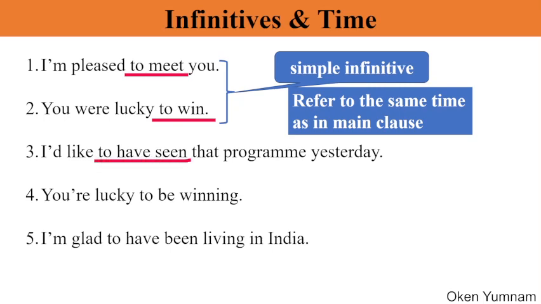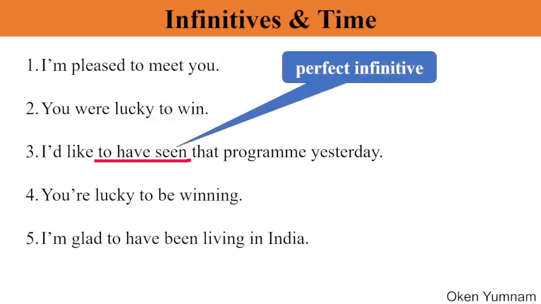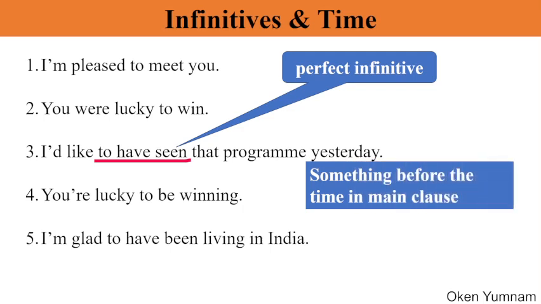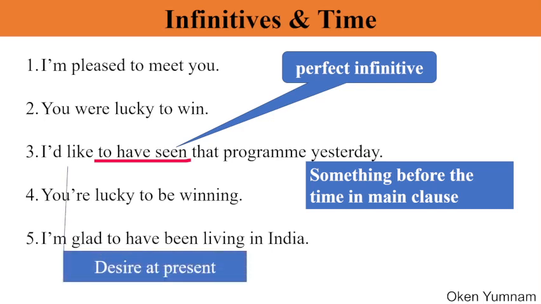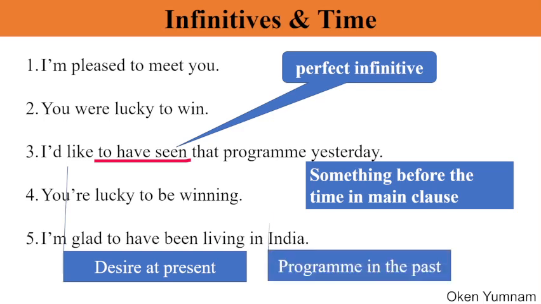I like to have seen. Here this is perfect infinitive. In perfect infinitive, we are talking about something before the time in the main clause. Let's see here. "I like": my desire is at present, but the program is in the past. I like at present, but the program was yesterday.